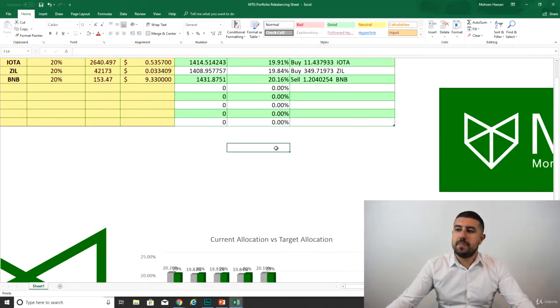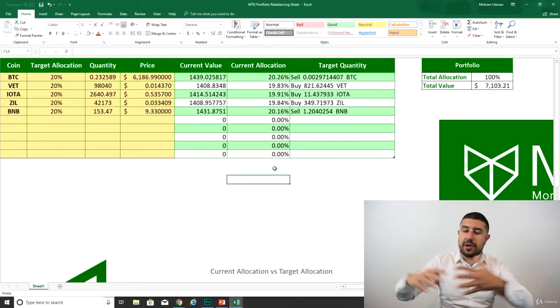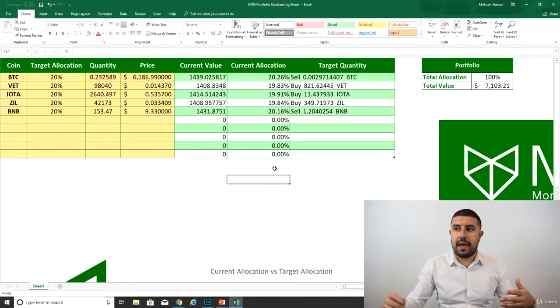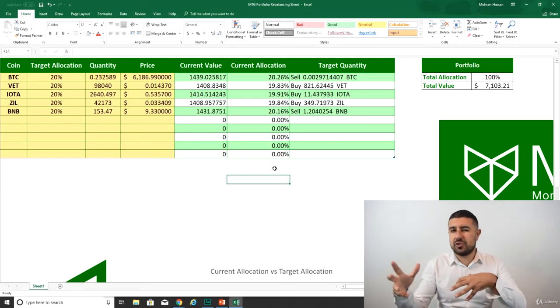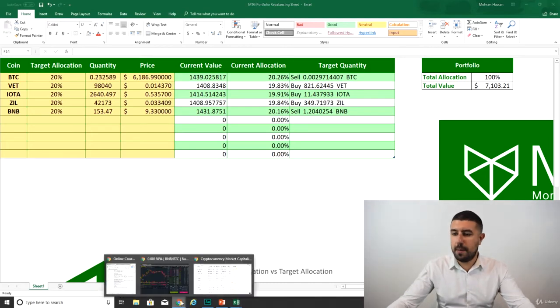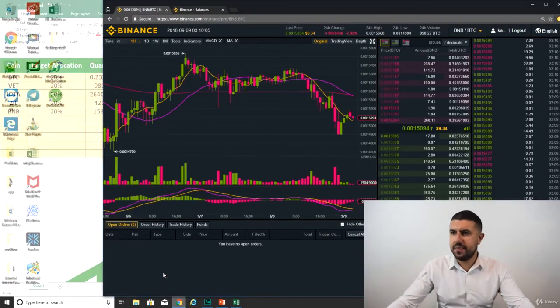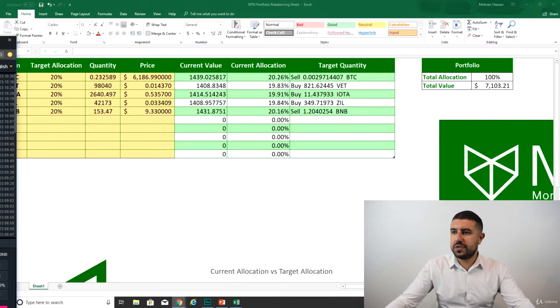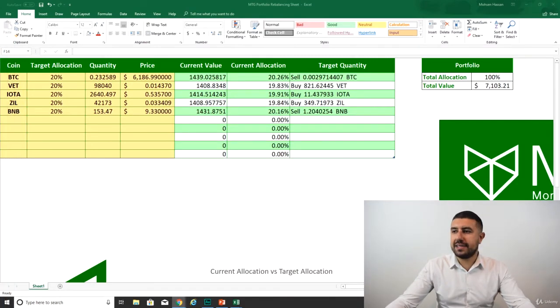But again, the longer you leave this, the bigger the deviations are. And we'll talk about that in the next lecture to get more in depth about how much you should leave things before rebalancing. But for now, let's just get into Binance and do that rebalancing. Okay, so we go into Binance right here. And first things first, we usually look at the sells first.